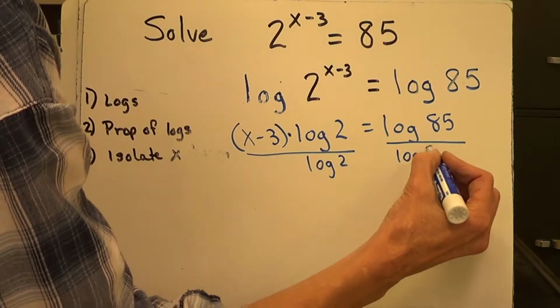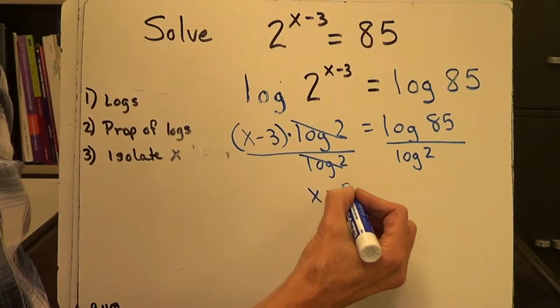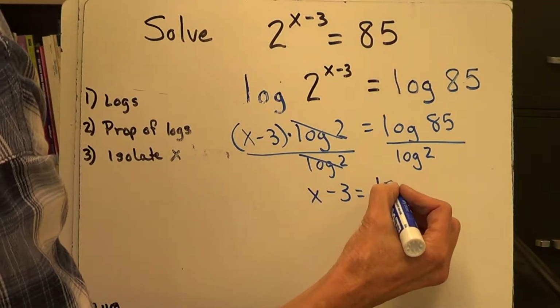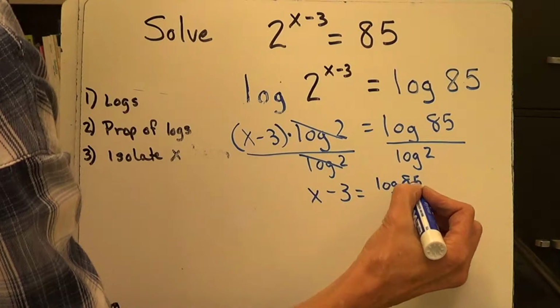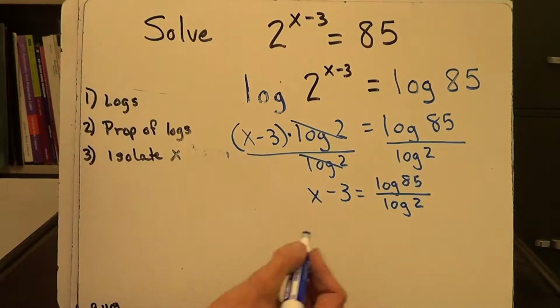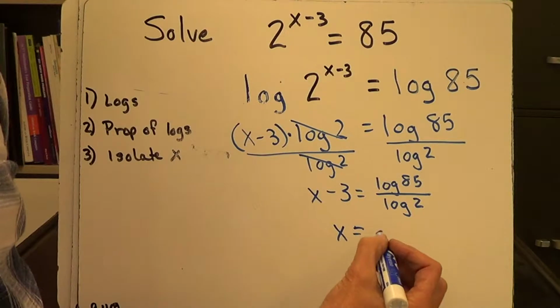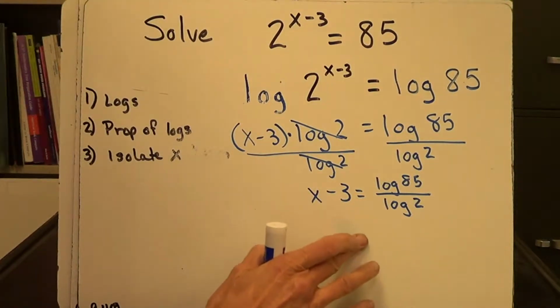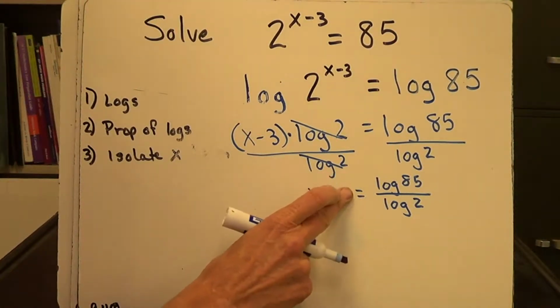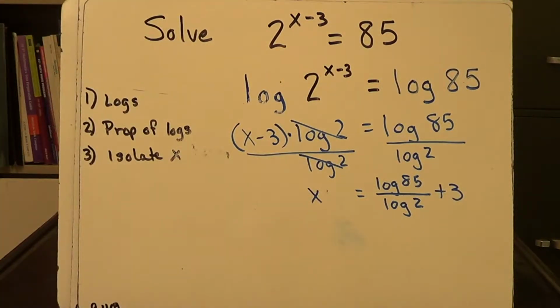What you do to one side, you do to the other. This will cancel. We have x minus 3 equals log 85 divided by log 2. Last thing we need to do is add 3 to each side, so x equals log 85 over log 2, plus 3. Punch that into a calculator. Please grab one off my cart. It should come out to be about 9.409.